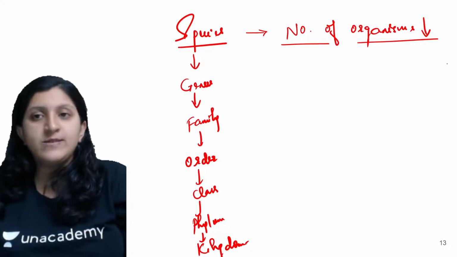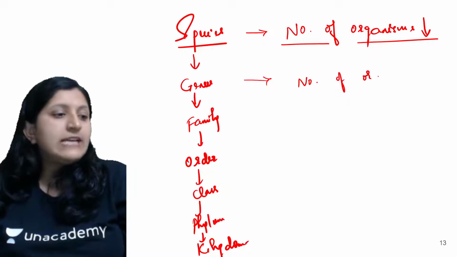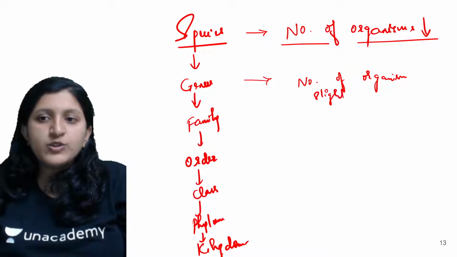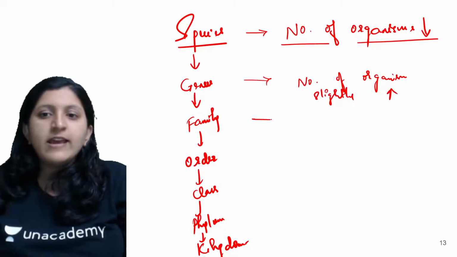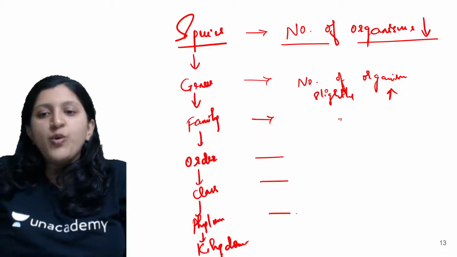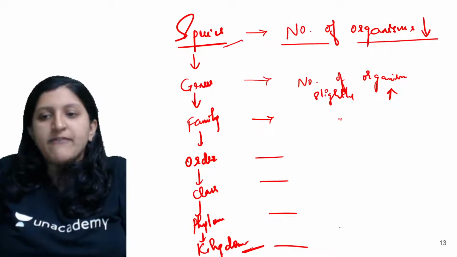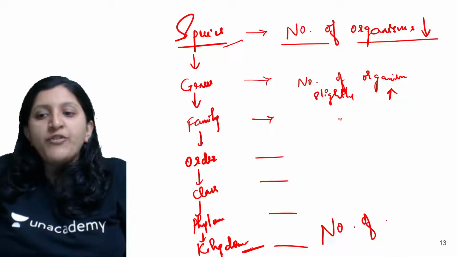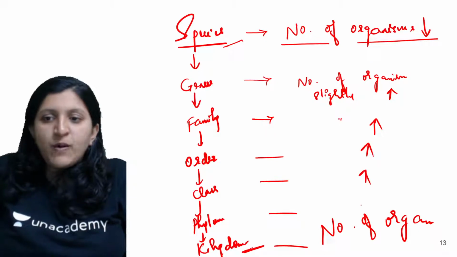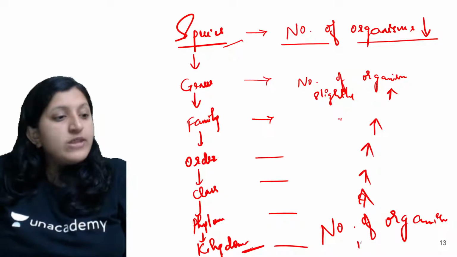The number of organisms is less here. The number of organisms slightly increases over here, and then the number of organisms increases further. So as you go up from the species level to the kingdom level, the number of organisms goes on increasing.